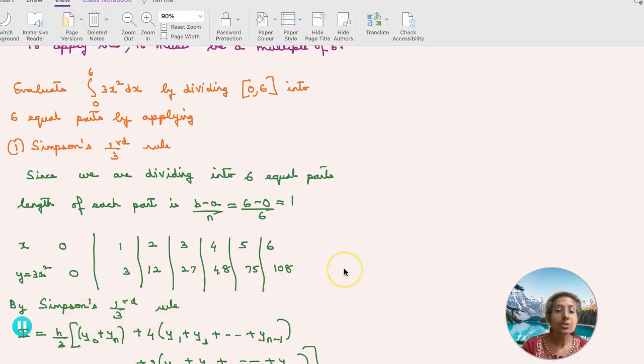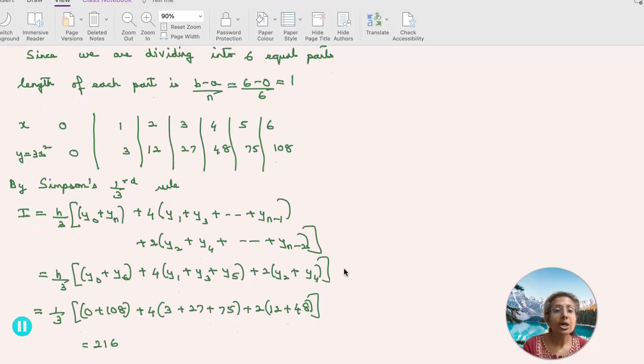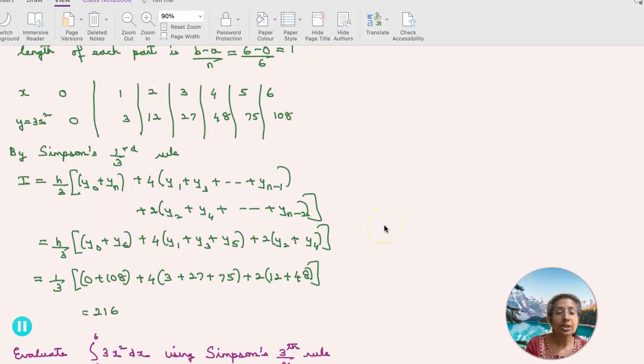And by Simpson's 1/3 rule, I equals h by 3 into y0 plus yn, we just saw this, plus 4 times y1 plus y3 up to yn minus 1, plus 2 times the even numbered terms. So this is h by 3, y0 plus y6 will be 0 plus 108, plus 4 times the odd terms will be 3 plus 27 plus 75, plus 2 times the even terms will be 12 plus 48. And that will be 216.